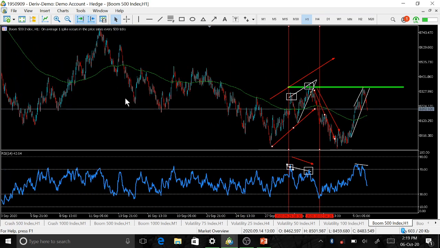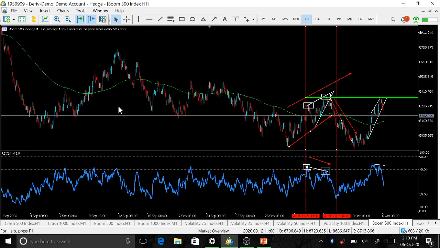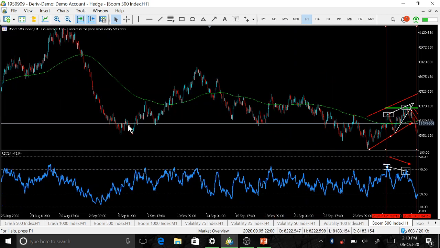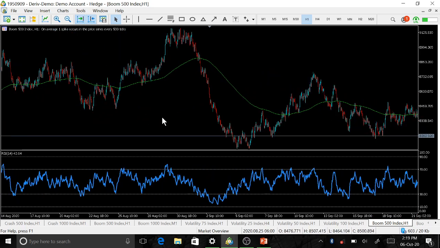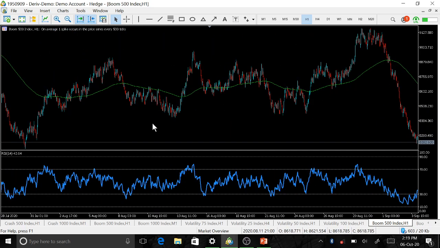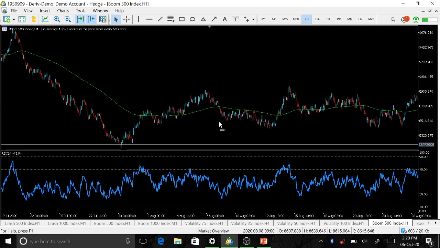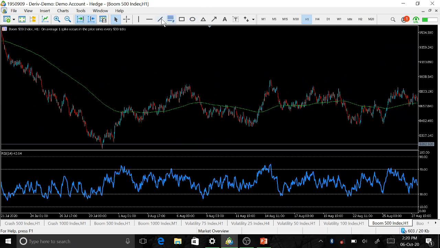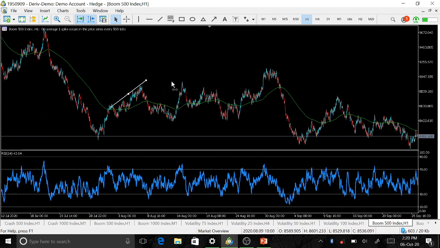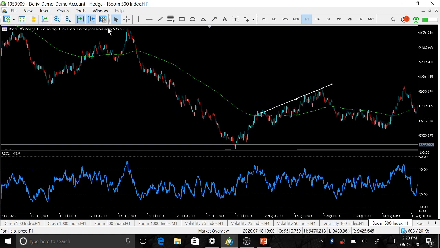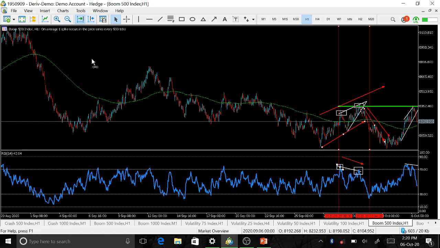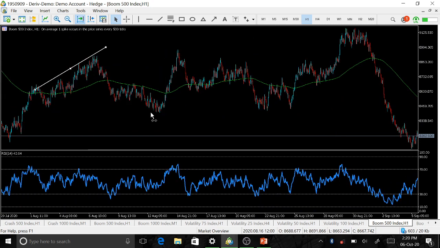By now I expect you already understand what I mean by divergence. Now I'm trying to look for another example. Alright, this is another example over here. You can see what my chart is showing me here. Let me zoom in so you can see this.